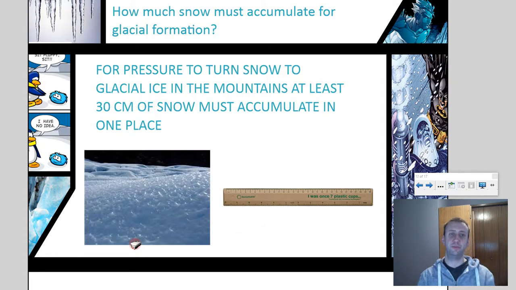How much snow must accumulate for glacial formation to happen? 30 centimeters. 30 centimeters, not a ton. It's like a ruler length. Once we get 30 centimeters, we can start having what would be called a glacier, because that's enough pressure for the snow to start turning into ice at the bottom.